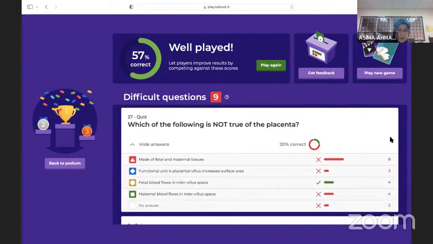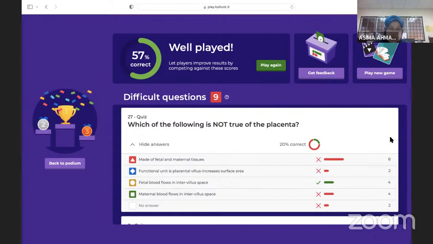Which of the following is not true of the placenta? So placenta, again, you have to really understand the structure of placenta, made of fetal and maternal tissues. Correct, because the question asks which one is not true. So the first statement is true. Second statement, functional unit is placental villus, increases surface area. This is true also. Fetal blood flows in intervillus space. Okay, this is wrong.